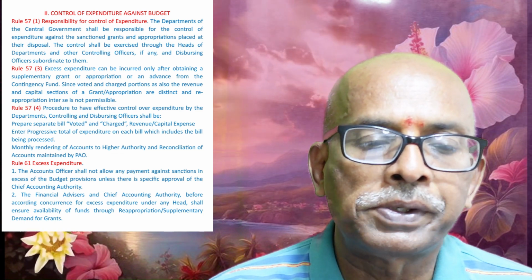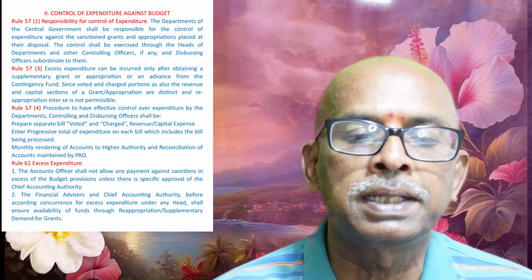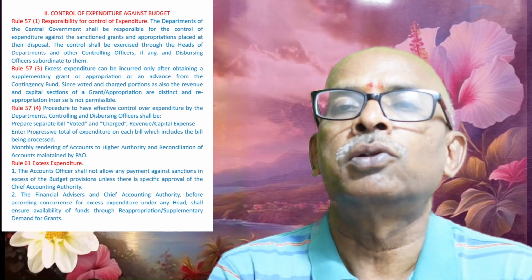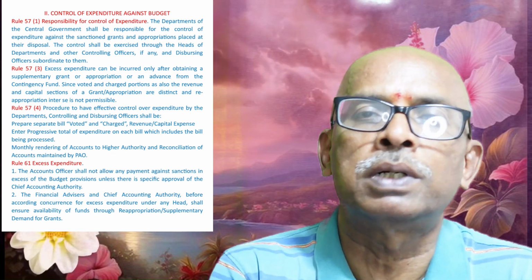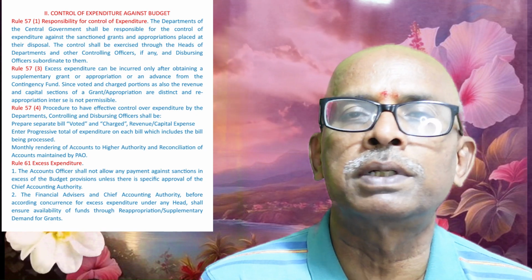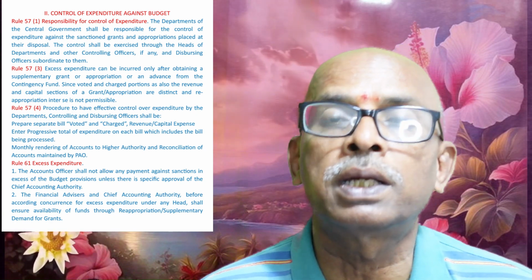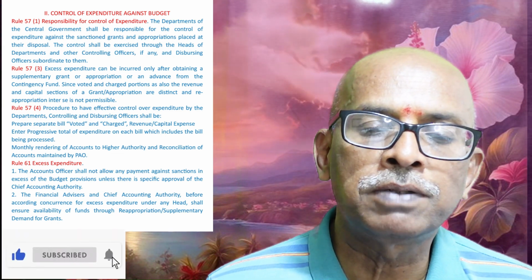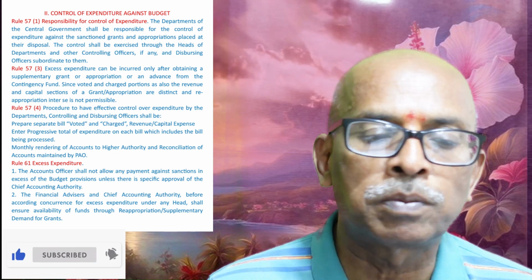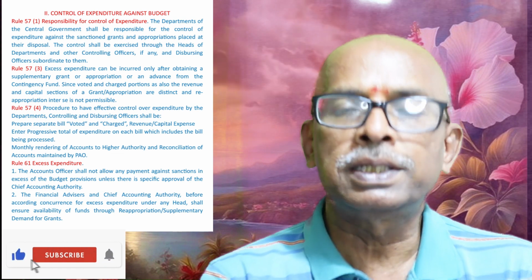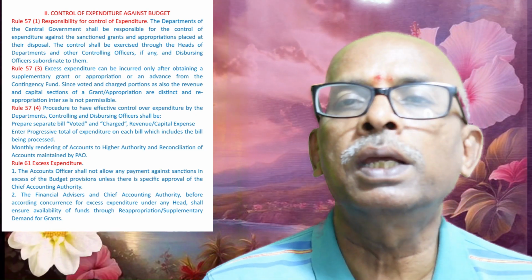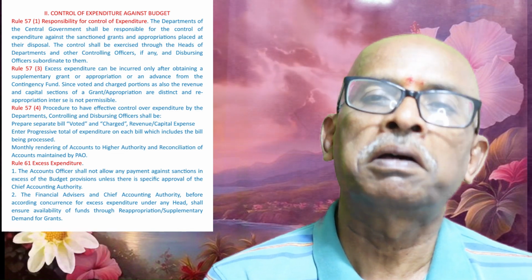Now, in the same way, accounts officers shall not allow any payment against sanctions in excess of the budget provisions unless there is specific approval of the Chief Accounting Authority, that is the Secretary. When the Secretary approves, he will talk to the Ministry of Finance and take assurance for reallocation or whatever it is. Otherwise they can't do it, because if it comes with an advance from the Ministry of Finance, the Secretary will sign. And if there is a possibility of reallocation also, he will sign. Without that, they can't do anything. In the same way, the Financial Advisor and Chief Accounting Authority, before according concurrence for excess expenditure at any head, shall ensure availability of funds through reappropriation or supplementary demands for grants. They will do these things before signing the paper for drawing more than the amount initially allocated. This way, excess expenditure is totally curtailed and ensured.